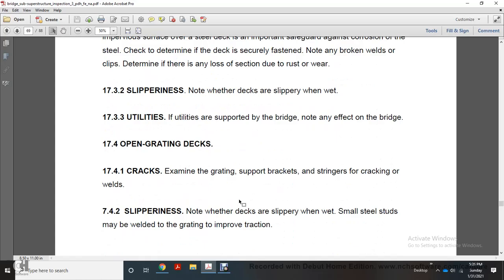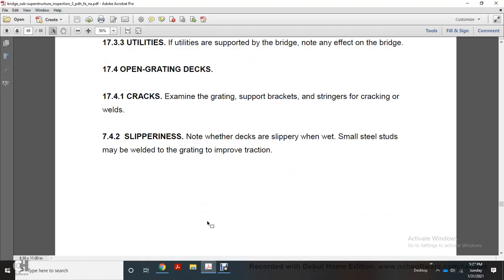Open grating decks. Cracks: examine the grating, supporting members, stringers, and cracking welds. Slipperiness: note that open grating decks are slippery when wet. Small steel studs may be welded to the grating to improve traction.